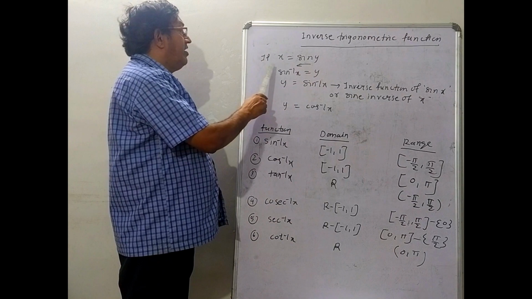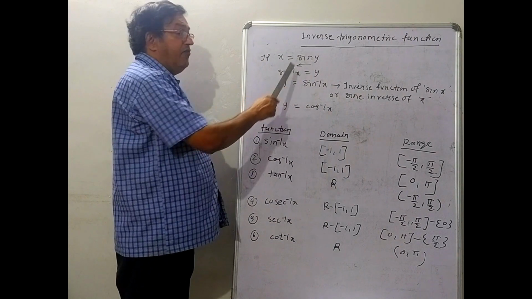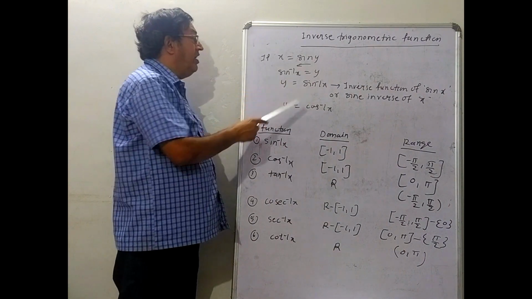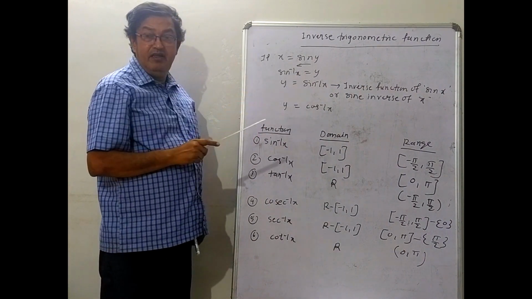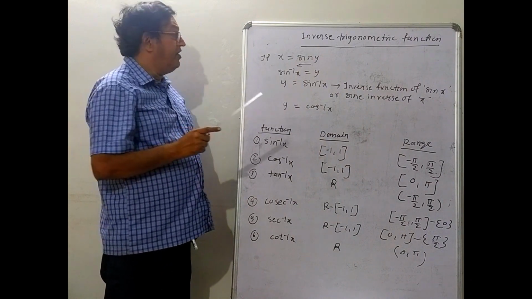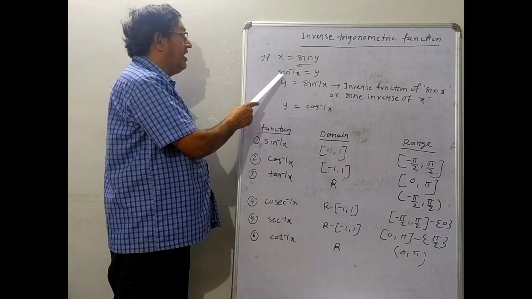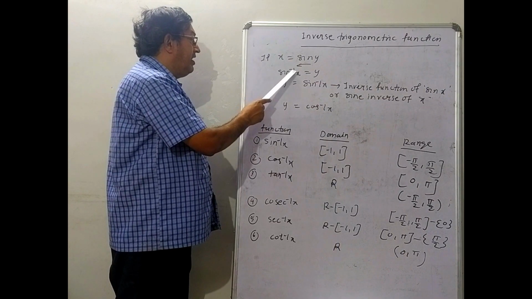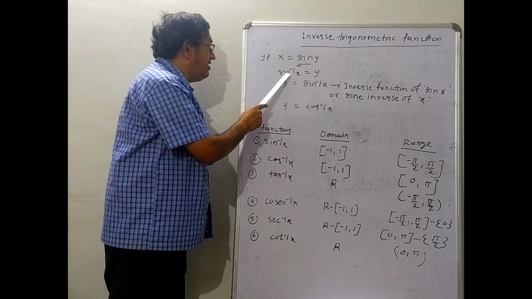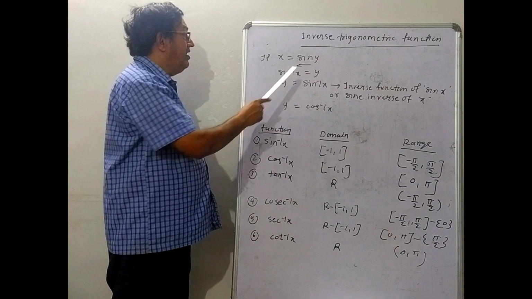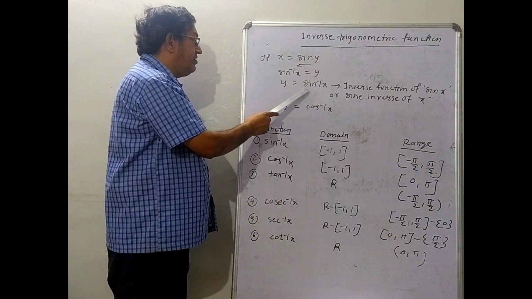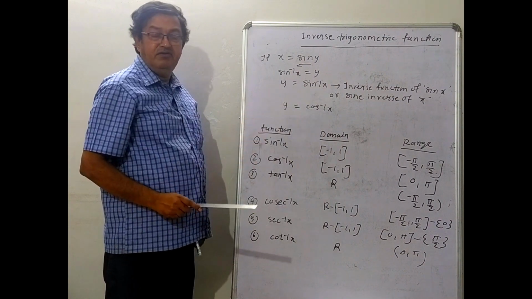Suppose we take a trigonometric function x is equal to sine y. I have put an arrow mark below sine. That is, you have to transfer sine to the left hand side. If you transfer sine to the left hand side, it can be written as sine raised to minus 1 x, and this y will be as it is. Or we can rewrite this as y is equal to sine raised to minus 1 x.